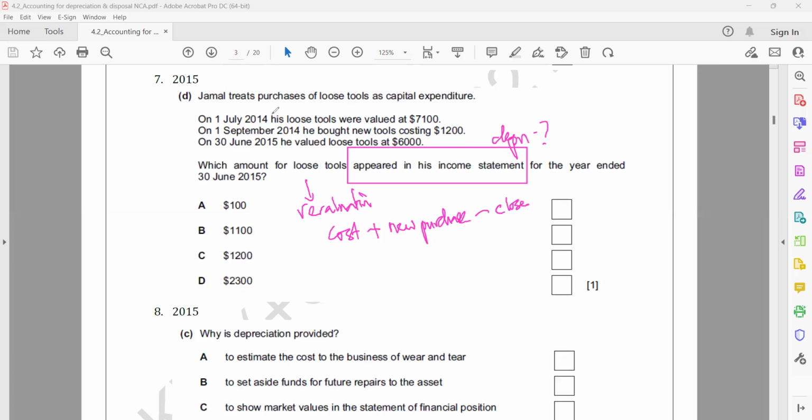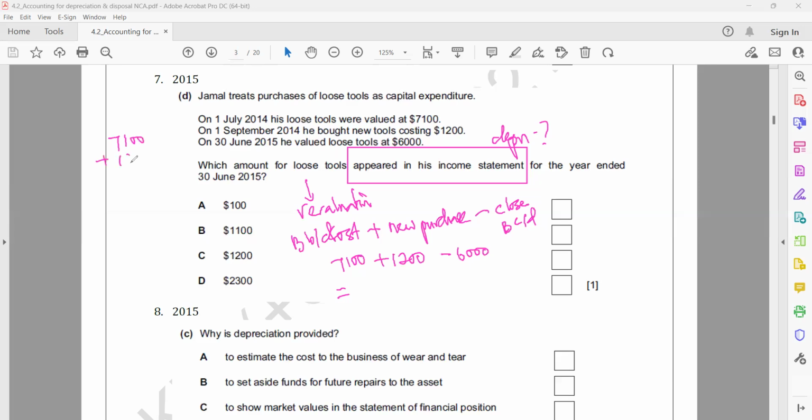So your opening is 700. This is the cost for the balance breakdown. And then your new purchase is 1,002. Your value at year end, this is a balance CD, minus 6,000. So what is your amount? You get 100.